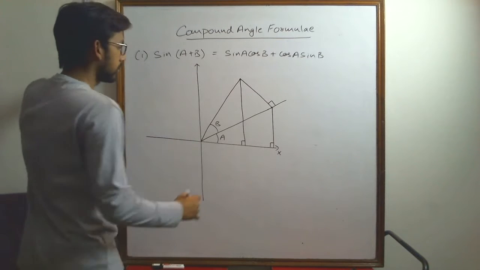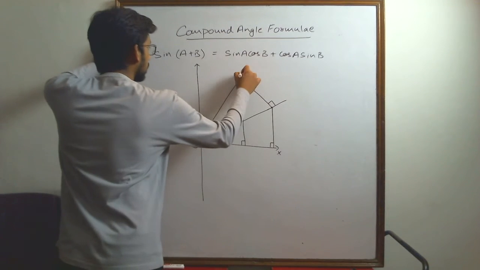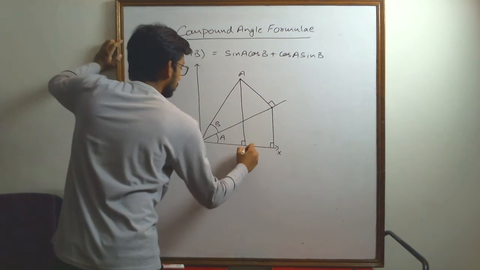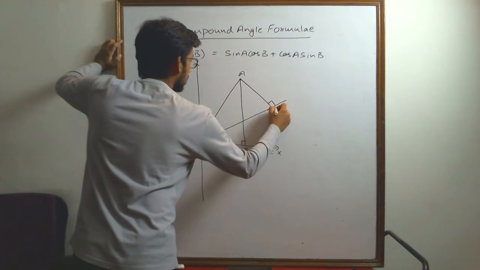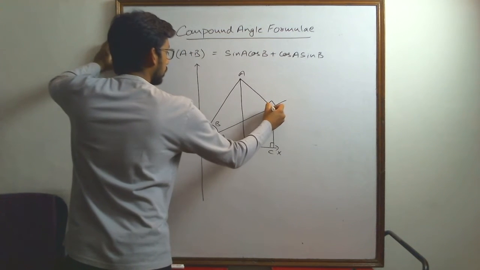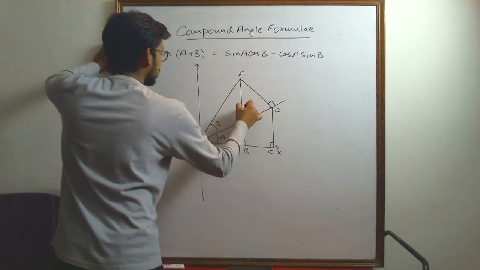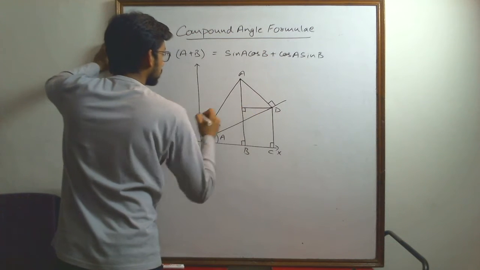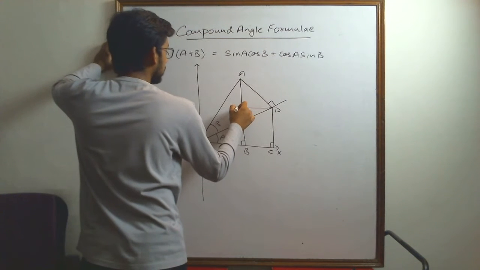Name these points. Say this is O, A, B, C, D. Now one more, from this point make a perpendicular onto AB like this. So this is 90. Name this point, say this is E.